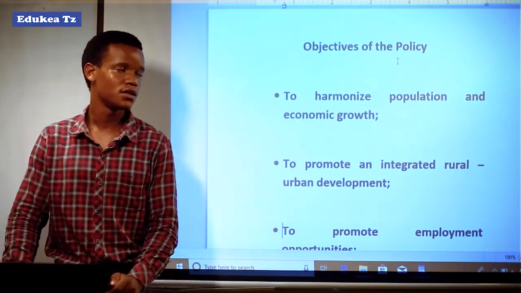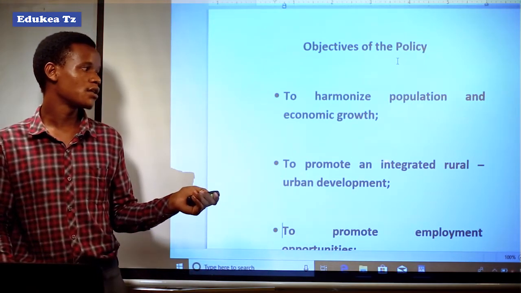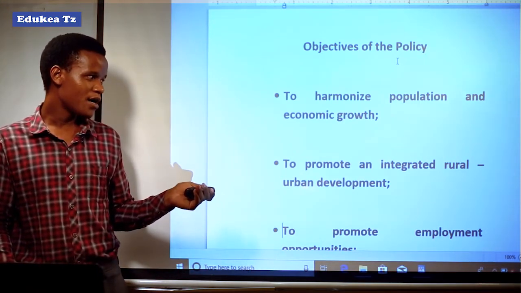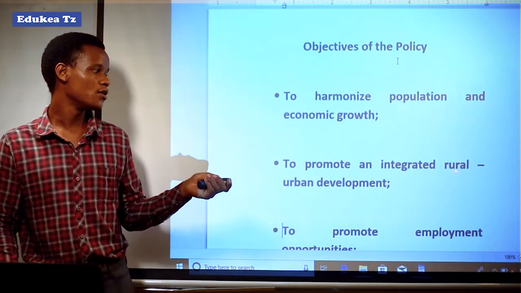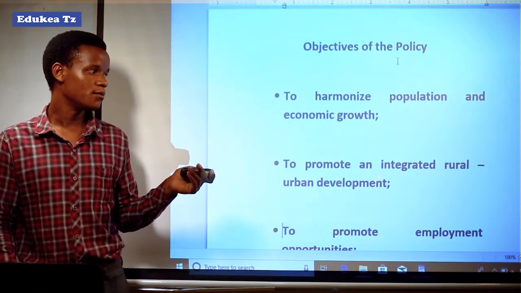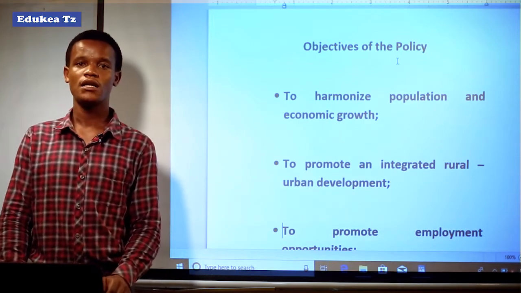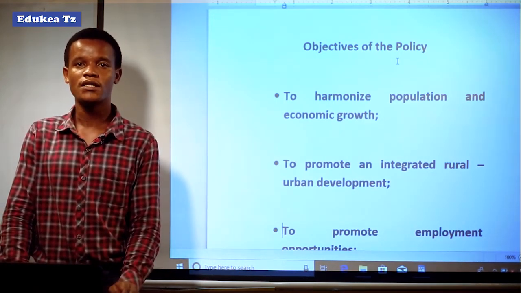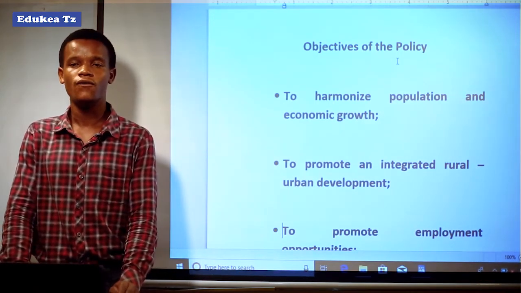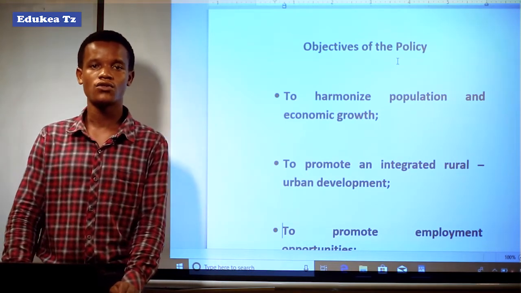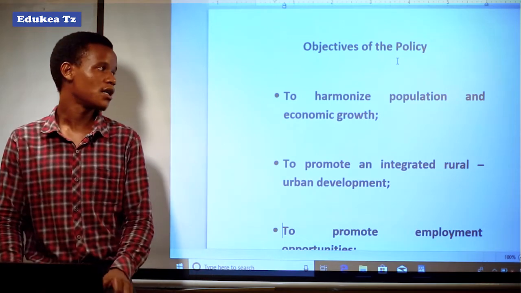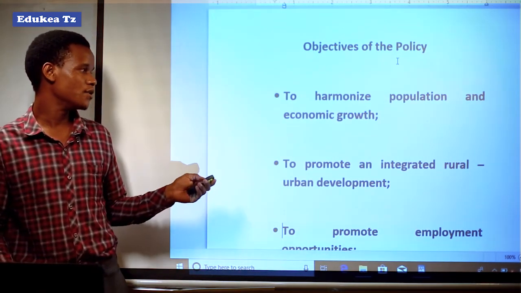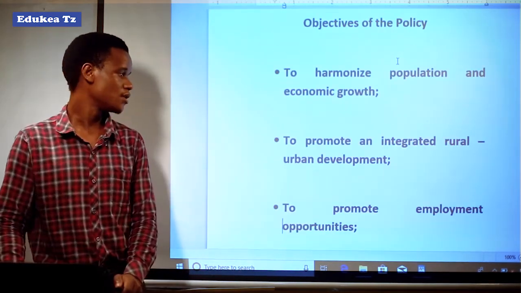The second point is to promote integrated rural-urban development, to ensure that there is integration between those who are living in rural areas and urban areas, so that there are progressive changes between people living in rural and those living in urban areas. So that is another objective of this kind of policy.